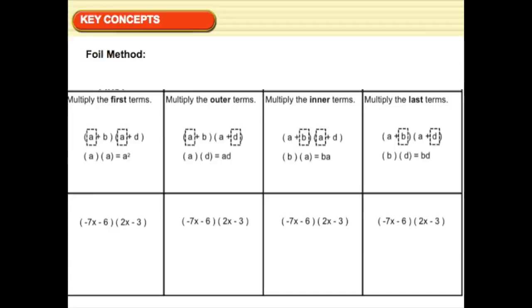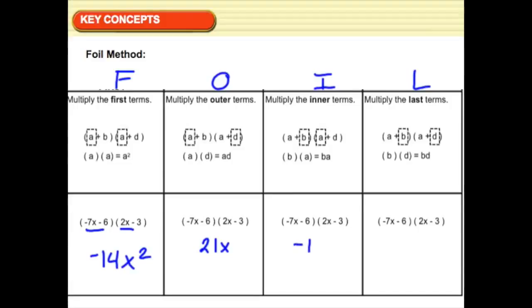I just wanted to really review foil thoroughly for you. So when we're looking at foil, the first box is F for first, and then outer, inner, and last. And I just wanted to walk you through this really specifically so that you are ready to go. When I'm multiplying the first terms, I'm multiplying a times a, which is a squared. So in my example below, my first terms are negative 7x and 2x. And when I multiply them together, I get negative 14x squared. Then I continue on, multiply the outer terms, a times d. So negative 7x times negative 3 is positive 21x.